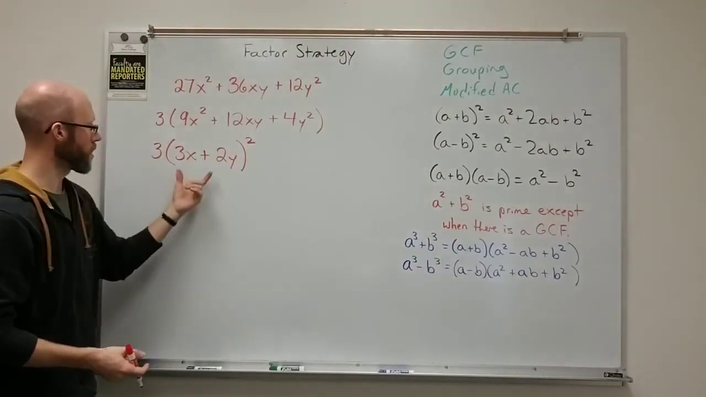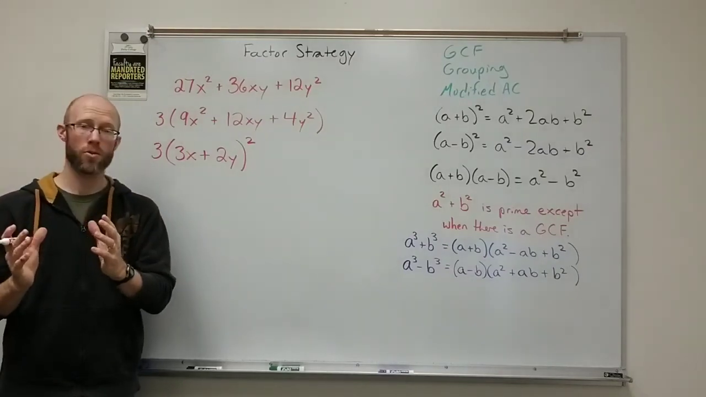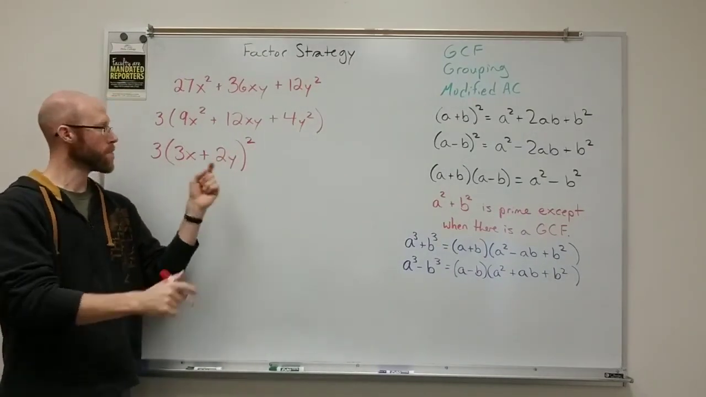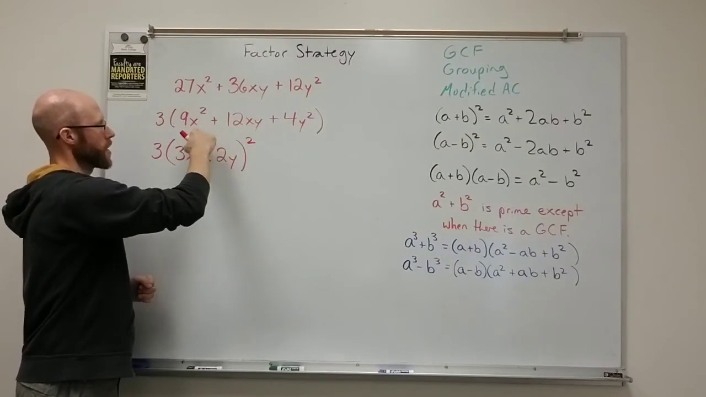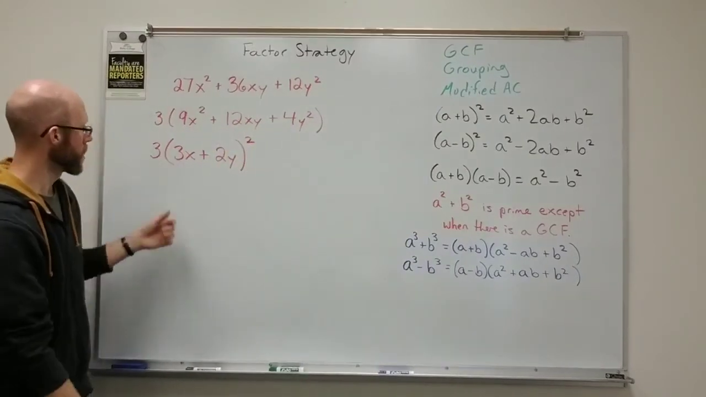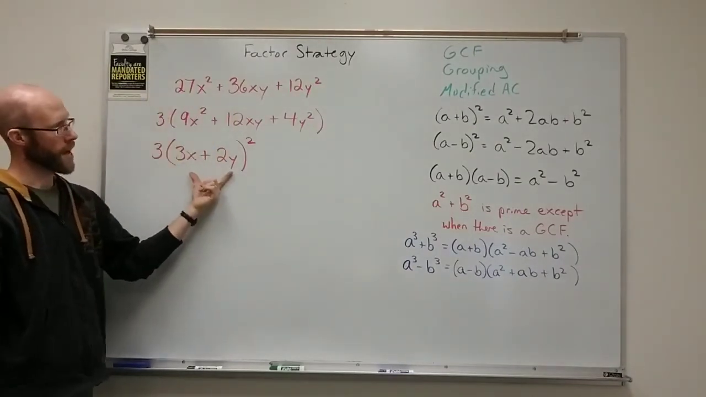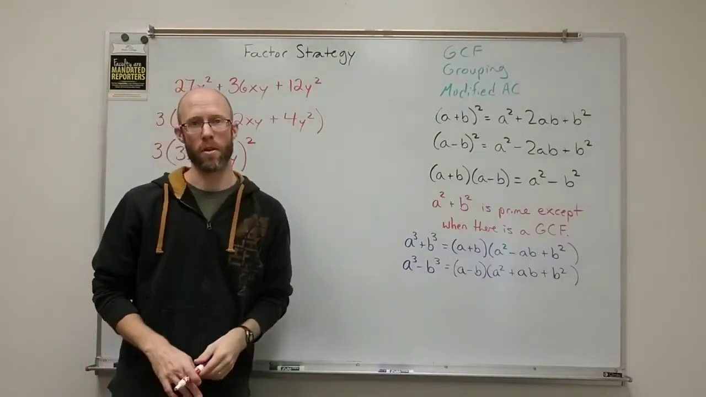Now if I were to remultiply 3x plus 2y times 3x plus 2y, I will simplify to get 9x squared plus 12xy plus 4y squared. And so this is my factored form using both the GCF and our perfect square trinomial formula.